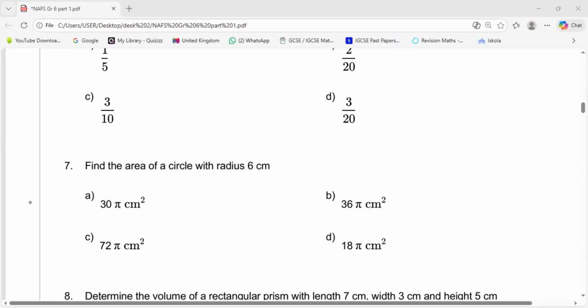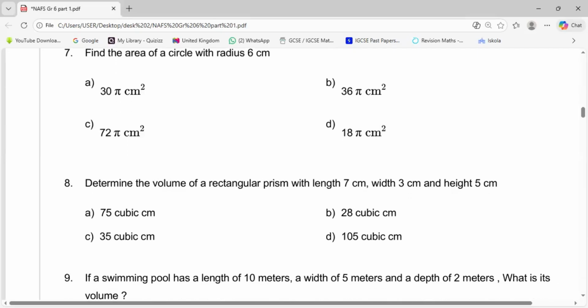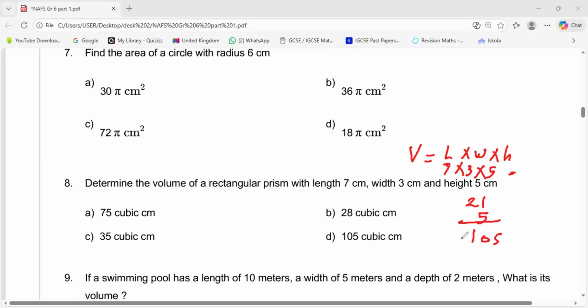The next one, determine the volume of the rectangular prism. You know the volume is length multiplied by width multiplied by height. Just multiply 7 multiplied by 3 multiplied by 5. 7 multiplied by 3 is 21. 21 multiplied by 5, we get 105 cubic centimeter, or like this, centimeter cube.